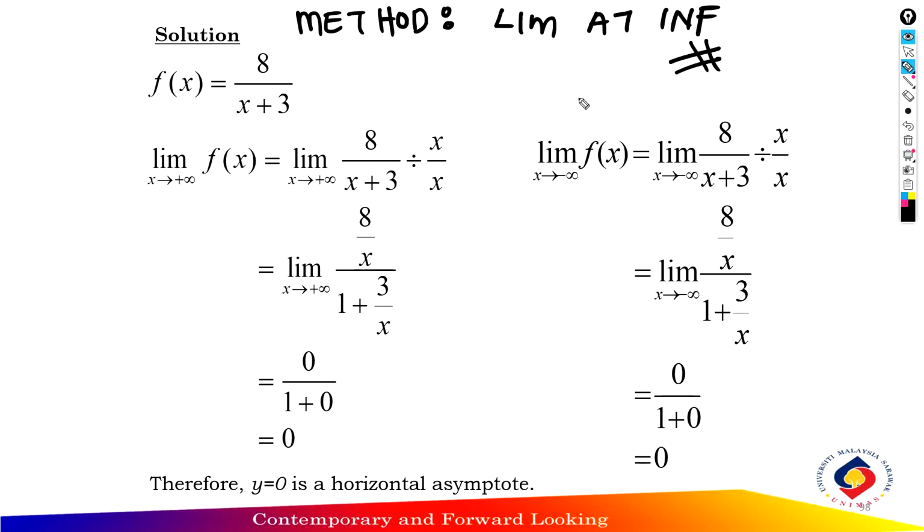Okay, first using the limits at infinity, find the horizontal asymptote of the rational function. First step here, determine the highest power of the denominator, HPD. The highest power of the denominator here equals x. So first step, divide both numerator and denominator by the HPD, which is x. So 8x divided by x, and x plus 3 divided by x.